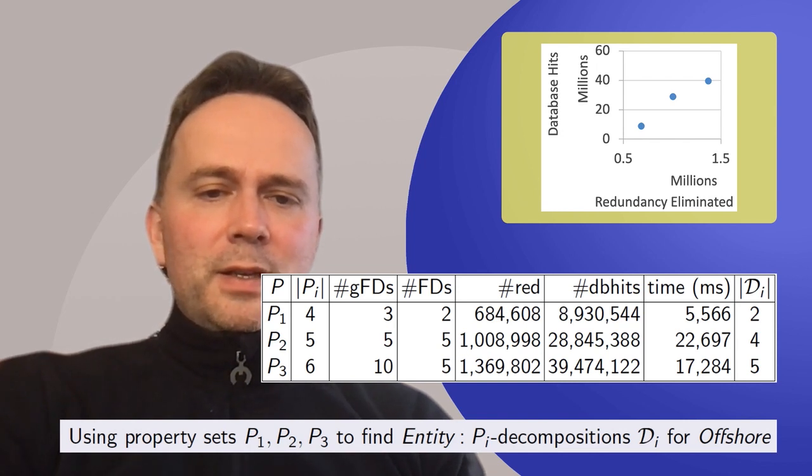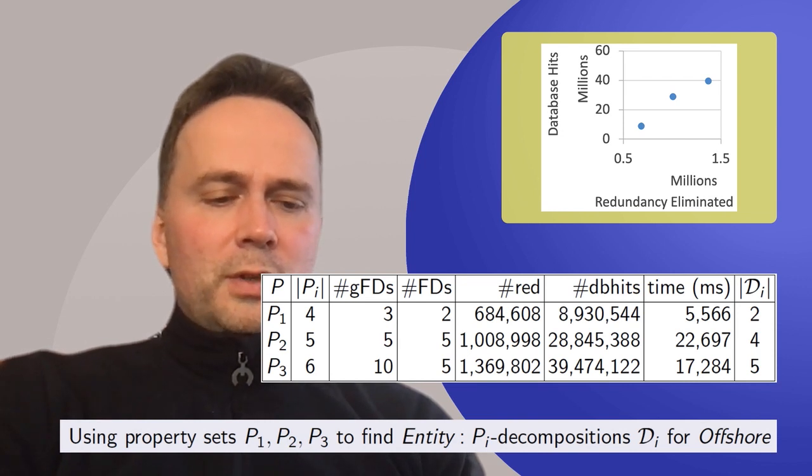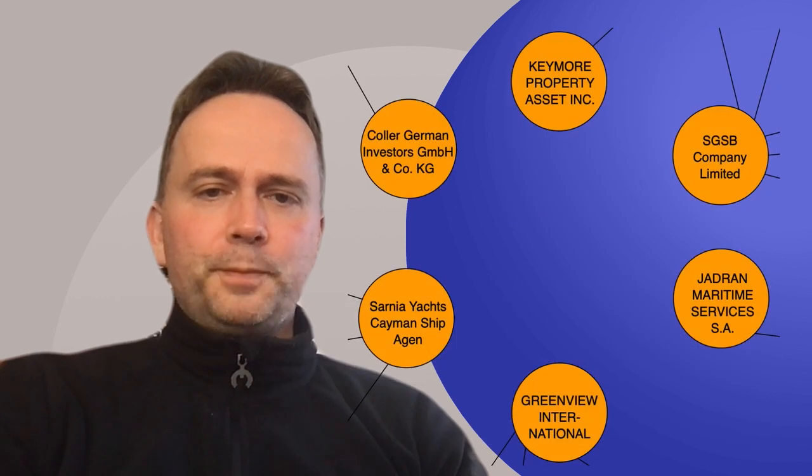Here is the number of database hits that were required by the normalization effort, which is proportional to the number of redundant data value occurrences as well. And here's the size of the output decomposition, if you like. So what you can see here is that the database hits are proportional to the volume of redundancy that has essentially been eliminated.